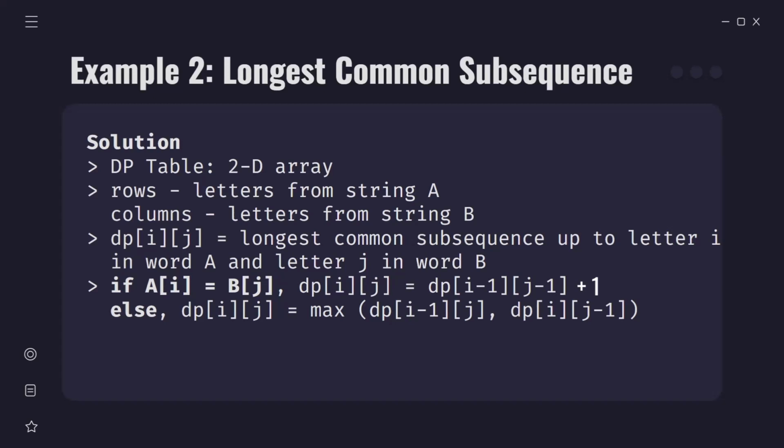The condition used to fill the DP table is that if A[i] equals B[j], we set dp[i][j] to dp[i-1][j-1] plus 1. Otherwise, we set it to the greater of dp[i-1][j] and dp[i][j-1]. Let's look at some diagrams to understand this better.